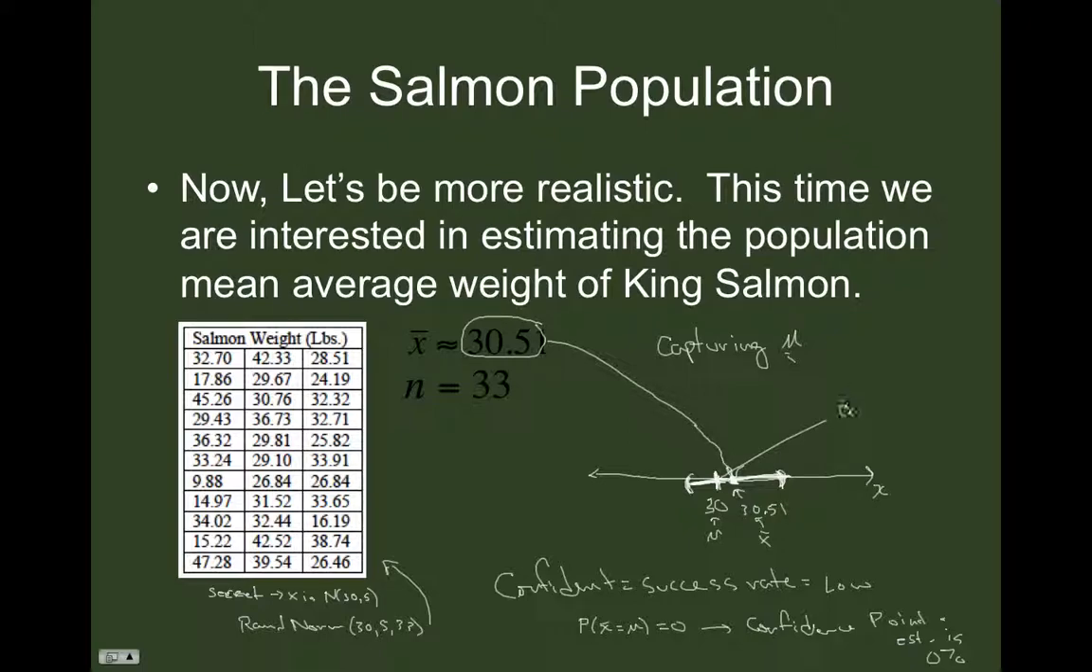And therefore the confidence goes up. So the chance of capturing mu with an interval is much higher in general. And therefore our confidence would be higher. So confidence in a point estimate is 0%. Confidence in an interval estimate is going to be much higher.